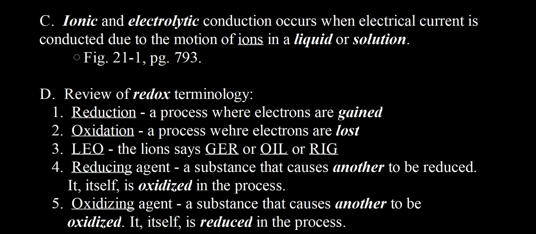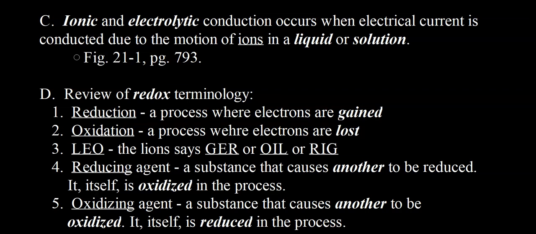One way to remember which is which, we have a couple things here. LEO the lion says GER: Losing Electrons is Oxidation. Gaining Electrons is Reduction. The other one that you may have seen is OIL RIG. Oxidation Is Losing electrons. Reduction Is Gaining electrons. I really don't care which one you use, as long as you know the difference between oxidation and reduction.